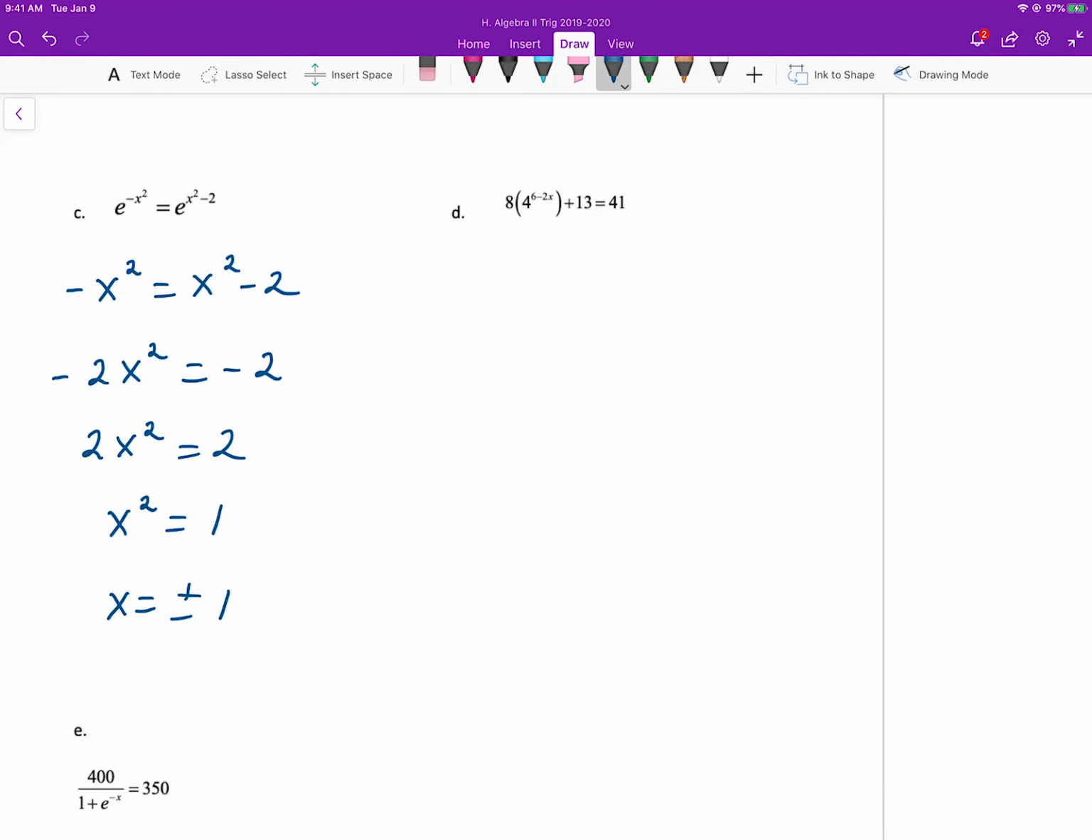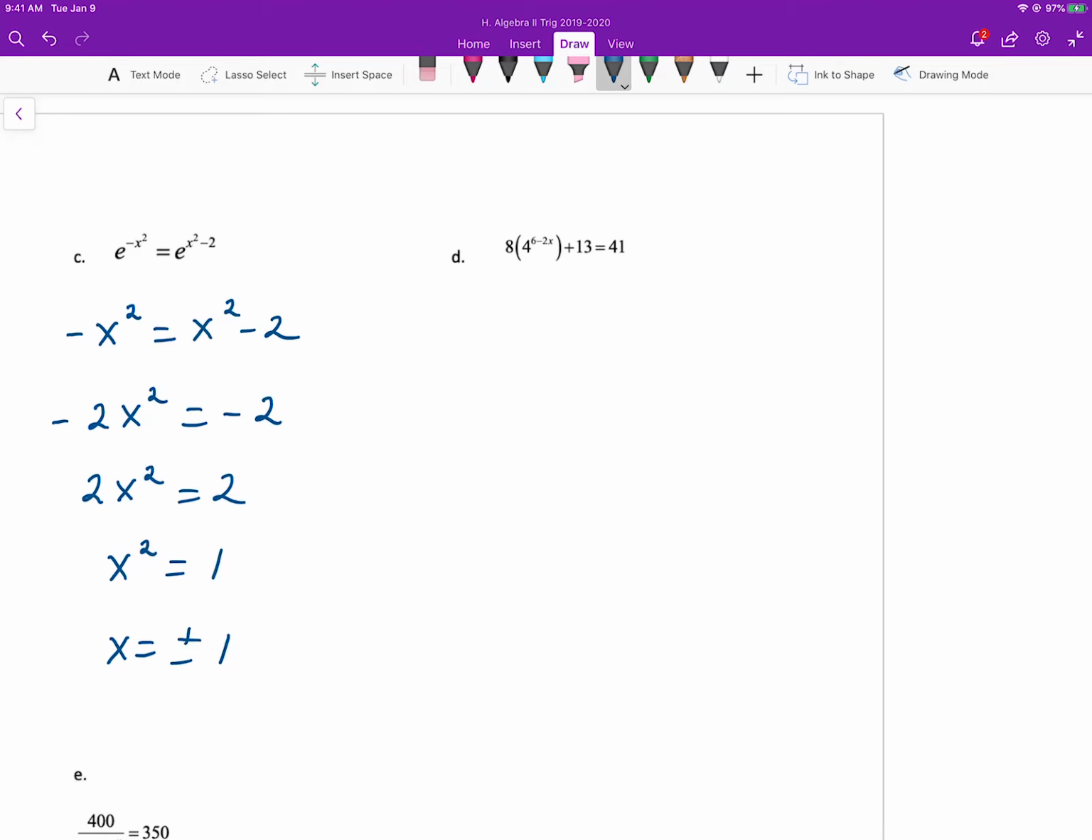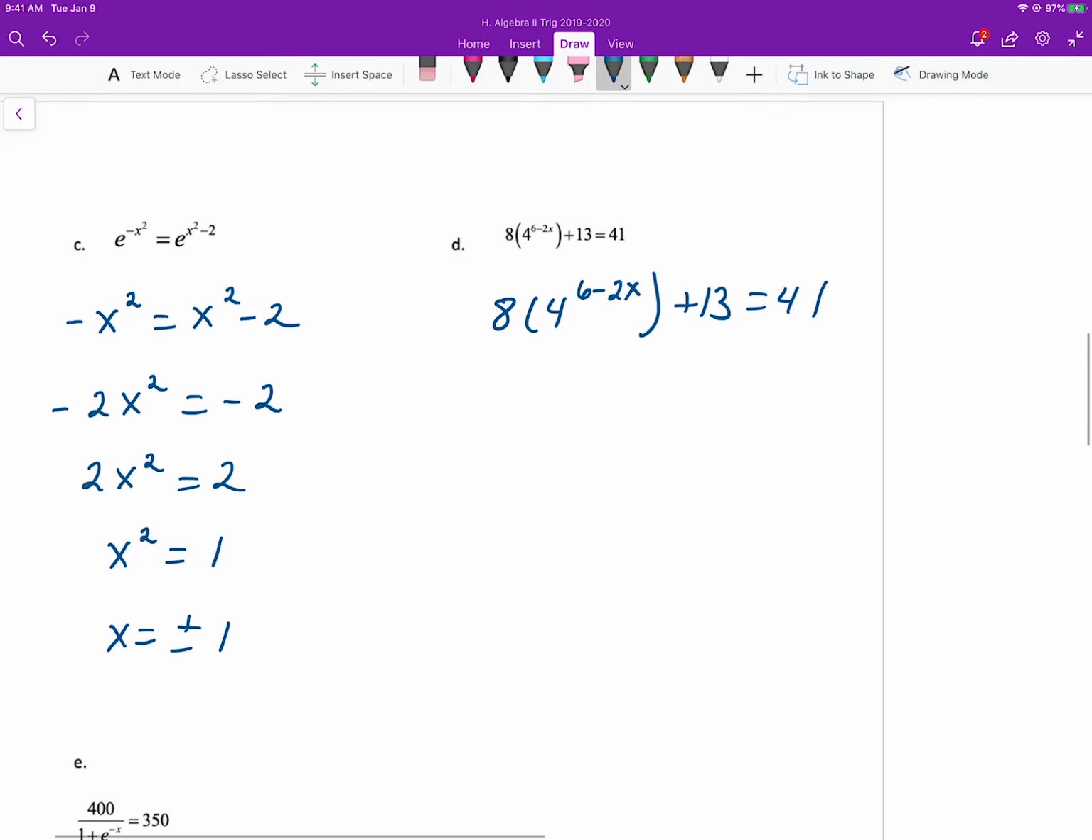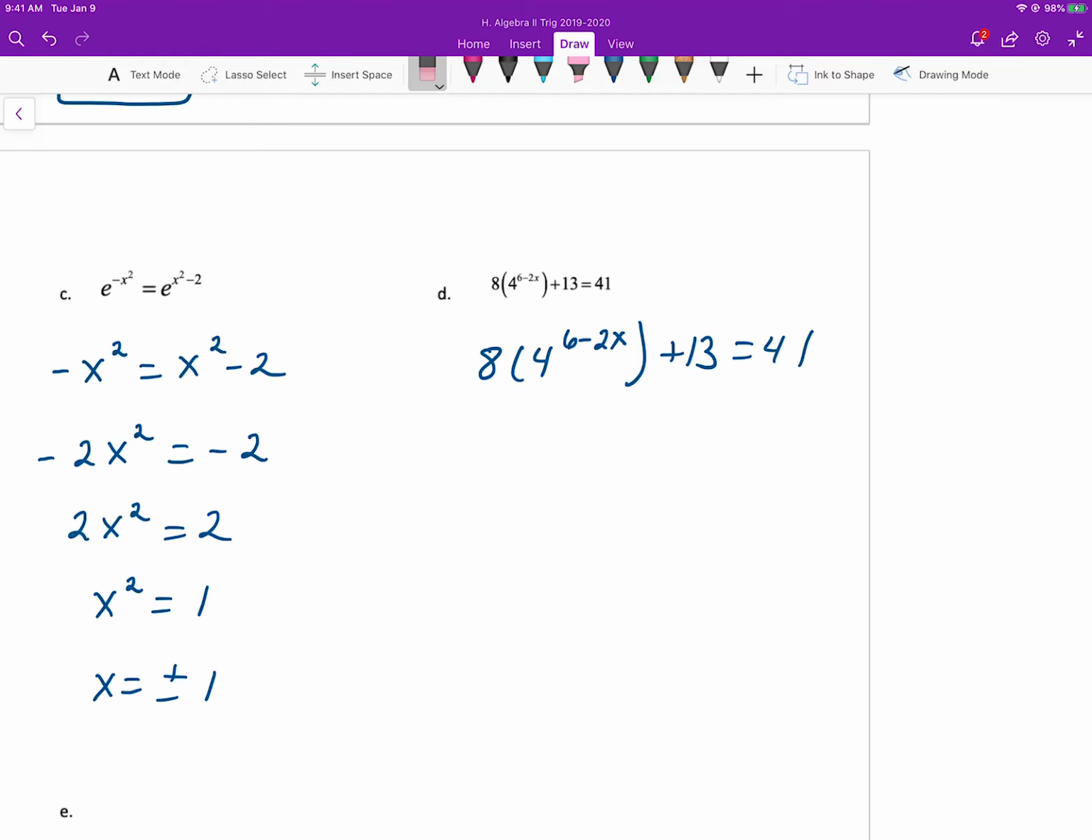And then for this last one, there's a lot going on here. How we want to start this one first is, I'm just going to copy it to make it a little bit bigger. If you don't know what to do, we can always copy the problem. The first thing we want to do is subtract 13 from both sides, because what we're trying to do is isolate the base with the exponent.